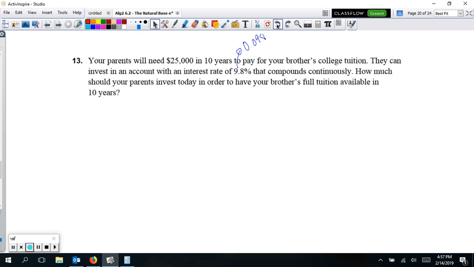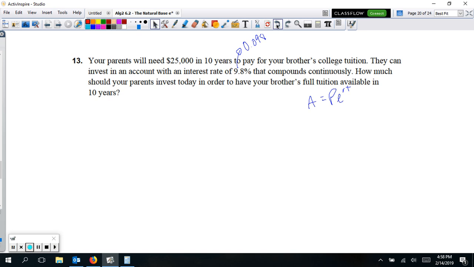So we will use our PERT formula. This time we know the amount we're trying to get. We're trying to get $25,000. That is our amount. We're trying to figure out how much the principal needs to be, because it says how much should your parents invest today, which would be the starting amount. What should they start with? That's always the principal. Their ending amount is $25,000. That's always going to be the A, the final amount.